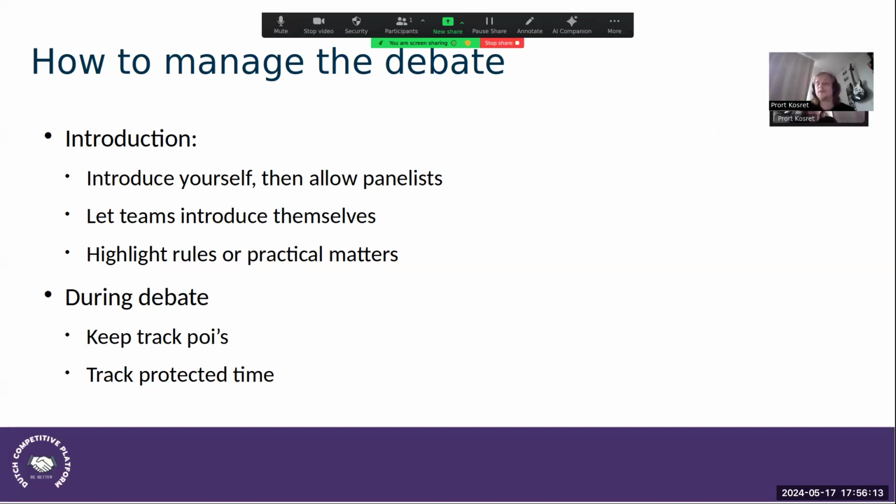So it might be that the room is a bit echoey, which means you don't want people to start talking loudly during the debate or whisper loudly. So you can just make a general note that people should be careful of that.